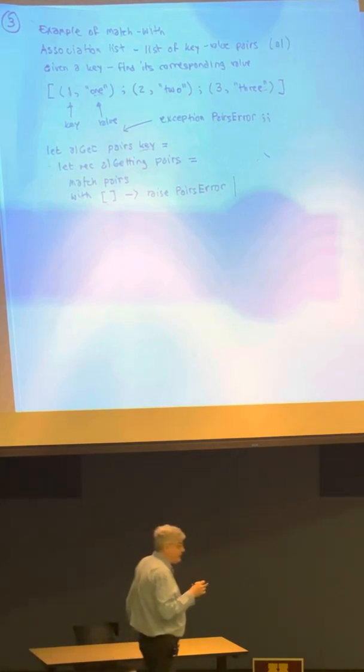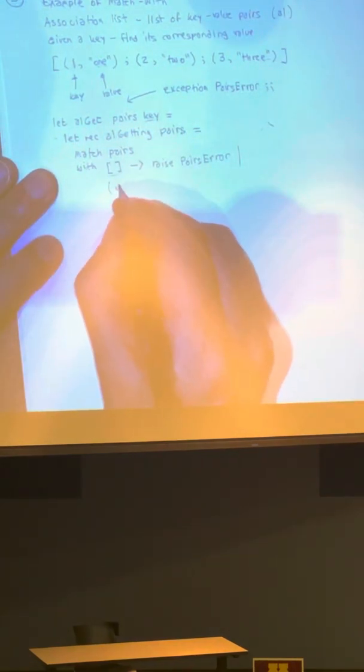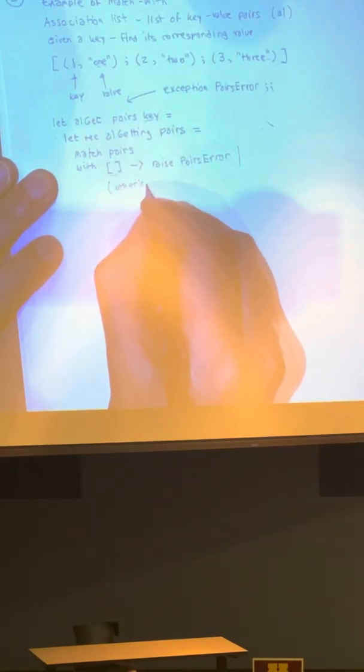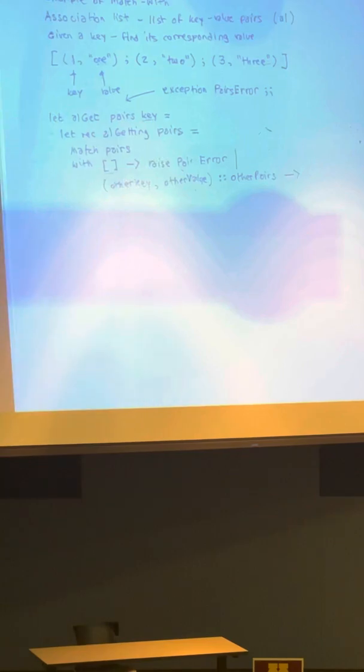Okay, well, this isn't very interesting. All we did is we just detected an empty list. Let's see if we can do something more fun. So I'll write a pattern here. It's called other key, other value, and other pairs. Here's my arrow again. Okay, this is a pattern.